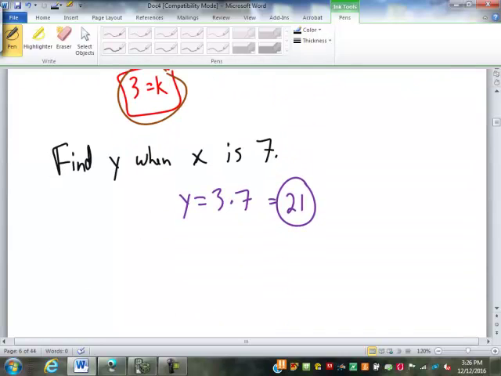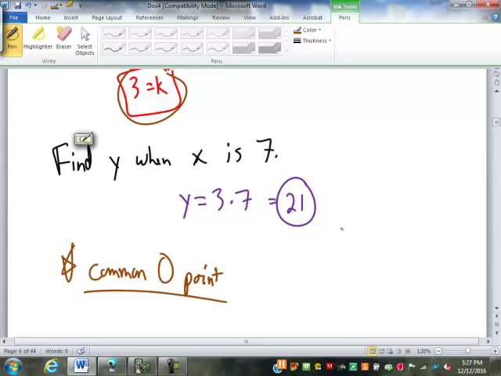The only thing that's required here is a common 0 point. We talked about that in our measurement conversions as well. For measurement conversions to work, you have to have that common 0 point. 0 inches equals 0 centimeters, and so on. So then you can use that conversion factor to convert them. If we don't have a common 0 point, then we had to use that formula, which is a more complex way of converting.